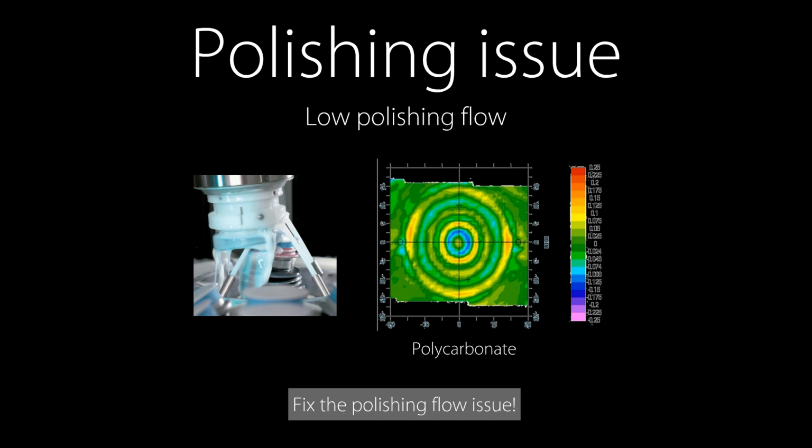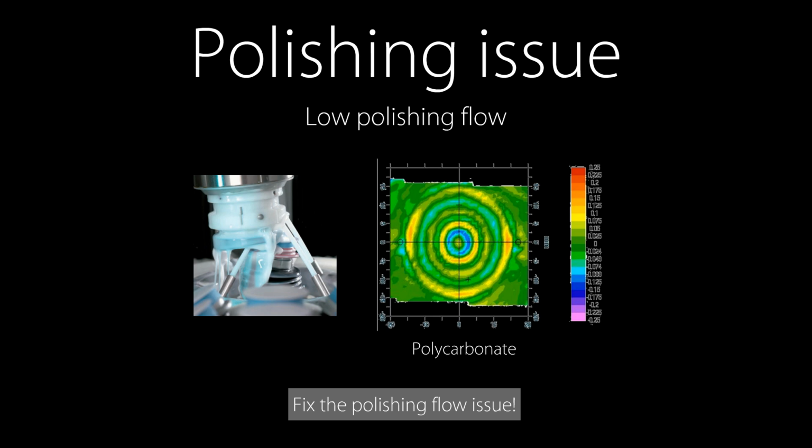It has been shown that a low polishing flow will create ring pattern on polycarbonate. Note that this is not really the case on CR39 or on high indexes. And the action step here is then to fix the issue with the polishing flow, for example, to realign the nozzle.